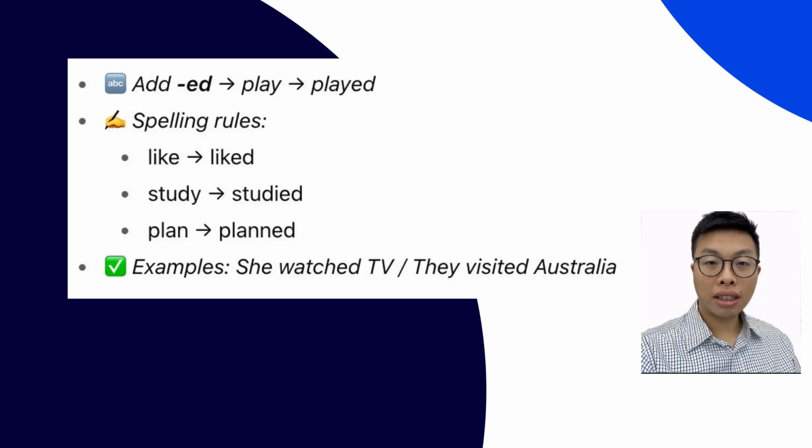To form the past simple, we usually add ed to the verb. For example, play, played, watch, watched, study, studied. But be careful, spelling changes happen. If a verb ends in E, just add D, like, liked. If a verb ends in a consonant plus Y, change the Y to I and add ed. Study, studied. Some verbs double the final consonant.